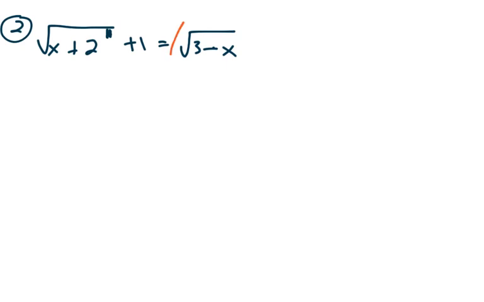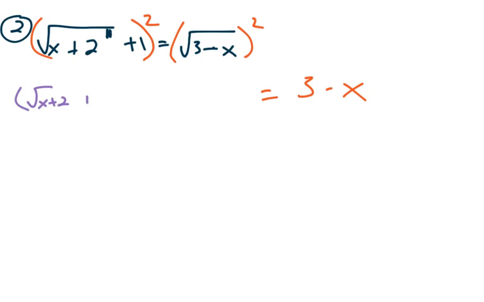I'm going to do that by squaring both sides, and I need to square everything. The right-hand side is going to be pretty easy. It's just going to be 3 minus x. Now the left-hand side, we need to FOIL. So this is going to be the square root of x plus 2 plus 1, times the square root of x plus 2 plus 1. This is going to be a little messy, so just hang in there with me, and let's see if we can make this as painless as possible.